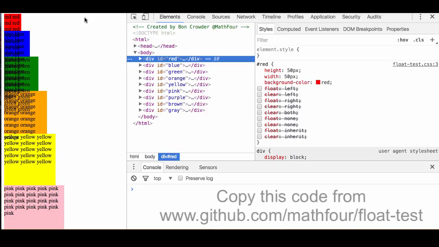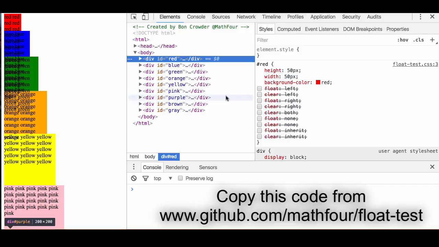Hey, Bon Crowder here. So I have this nifty little HTML over here, and I have my CSS over here, and I have commented all these floats and clears so that I can quickly turn them on and off in the Chrome, whatever it's called, developer tools.